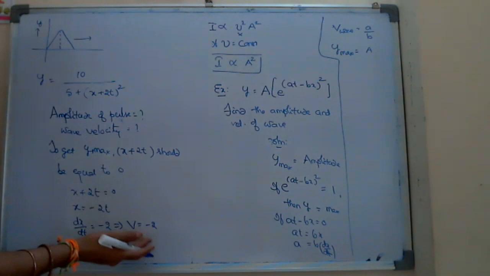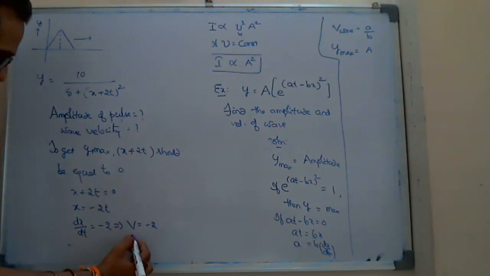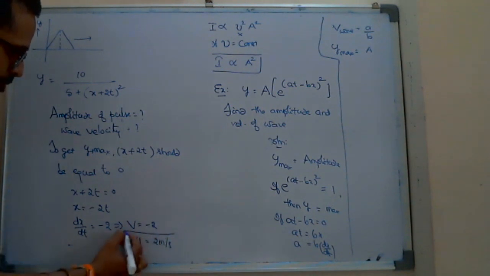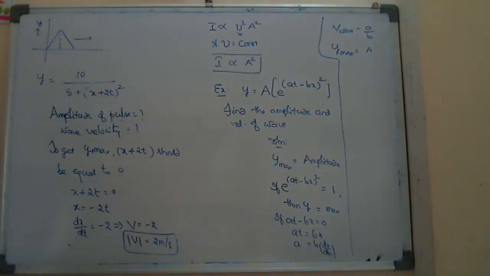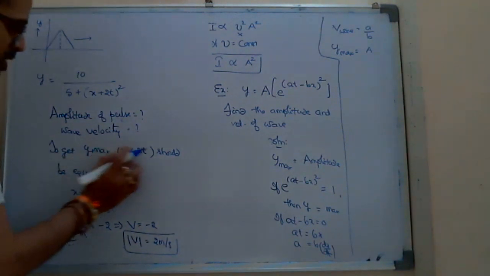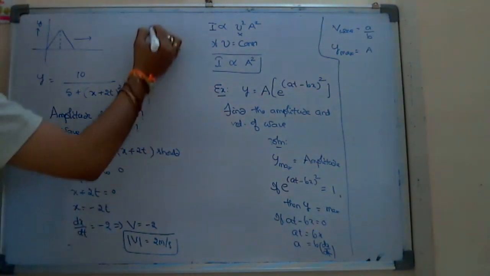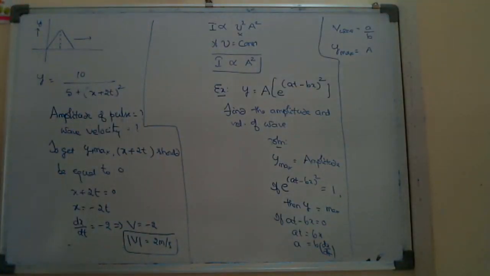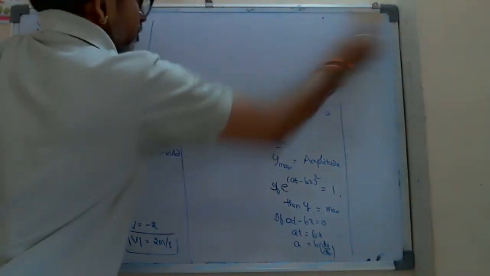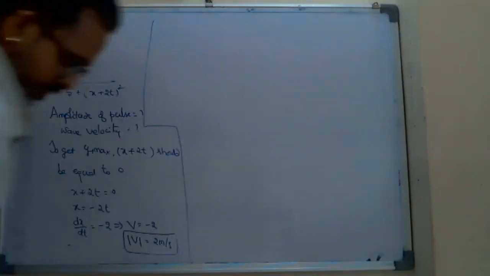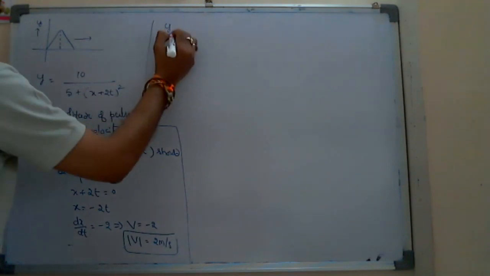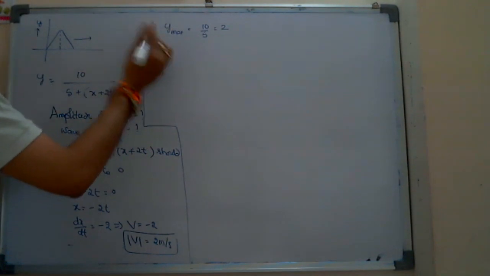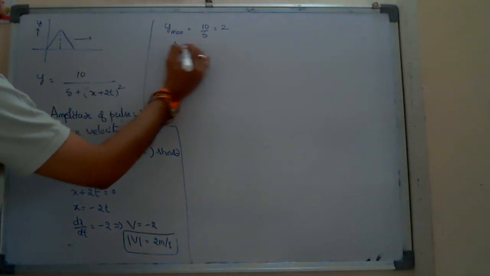But he is asking only for the velocity magnitude. So the velocity of wave is equal to 2 meters per second. This is the velocity of wave. And to get y maximum, we have to put this as 0. If you put it 0 there, then y max you will get is 2. Very good. So y max is equal to 10 by 5, that is equal to 2. That maximum displacement is called the amplitude. So amplitude is equal to 2.